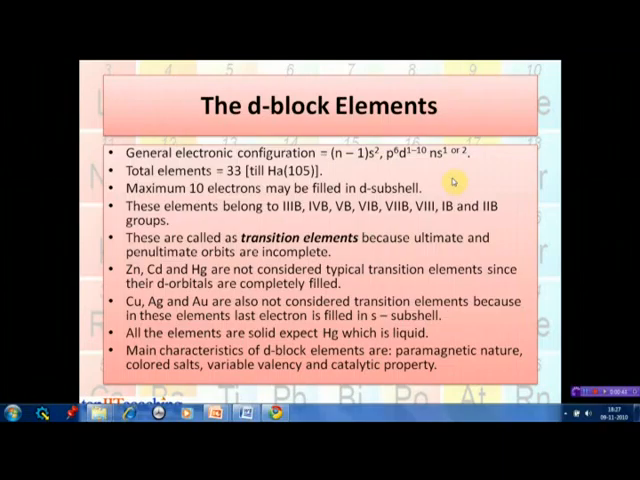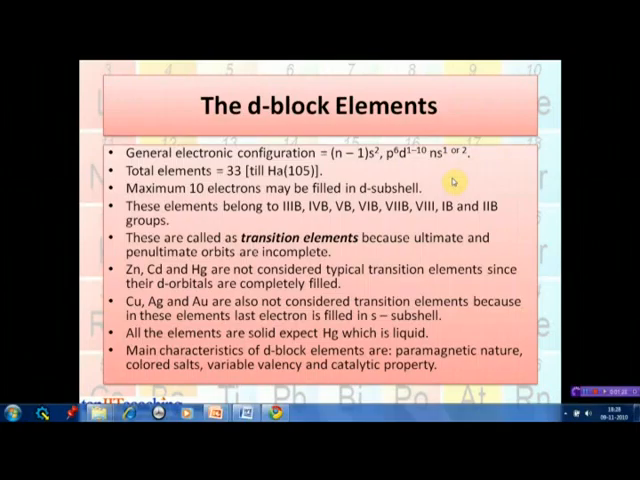Maximum 10 electrons may be filled in a D subshell, and the elements of group 3rd B, 4th B, 5th B, 6th B, 7th B, 8th, 1st B, and 2nd B constitute the D block. Zinc, cadmium, and mercury are not considered typical transition elements since their d orbitals are completely filled. Copper, silver, and gold are also not considered typical transition elements, because the last electron is filled in the s subshell. Their electronic configuration is d10ns1.